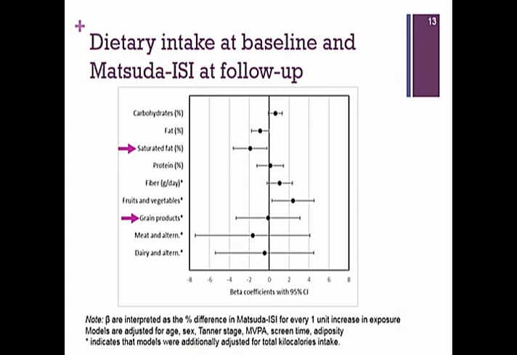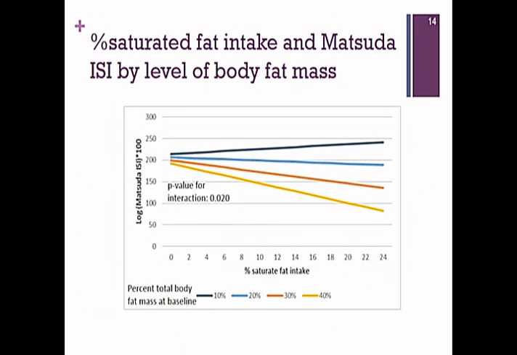And then for grain products and the meat and dairy products, we see no associations. So this figure shows the main effects, but we were also interested in interactions. We found interactions for saturated fat and for grain products, and I'm showing these in the next two figures.